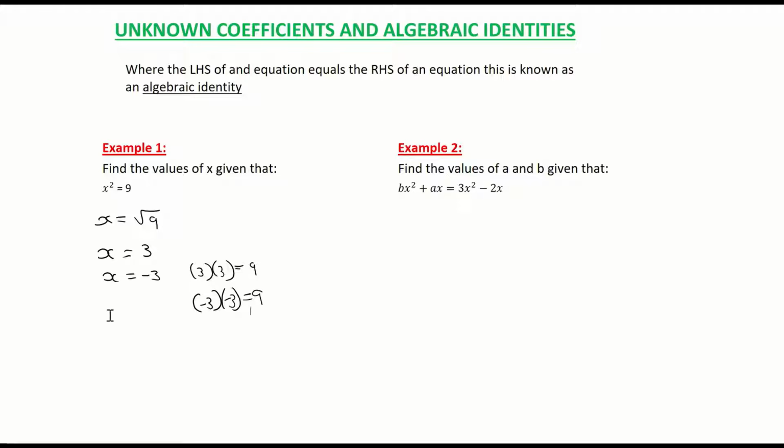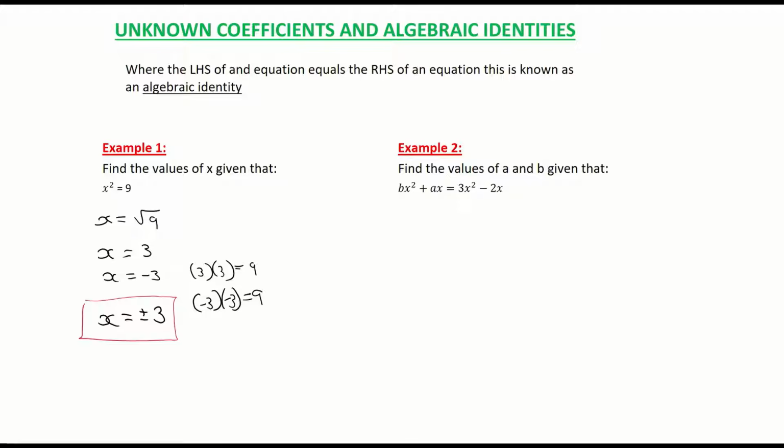So when you work out a square root, you have your two values. So I'm going to say here that x is equal to plus or minus 3. So that's how we write our answer for the values of x. They can be plus 3 or negative 3.